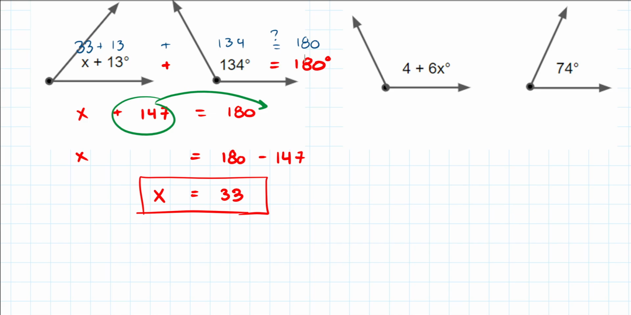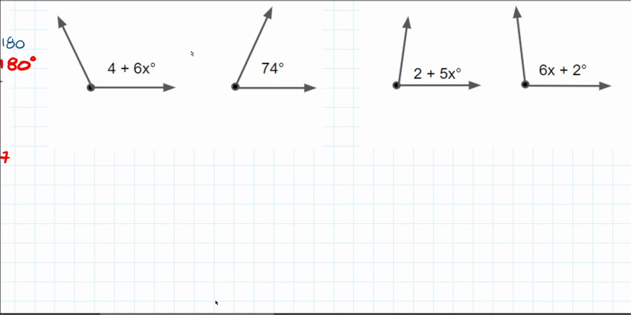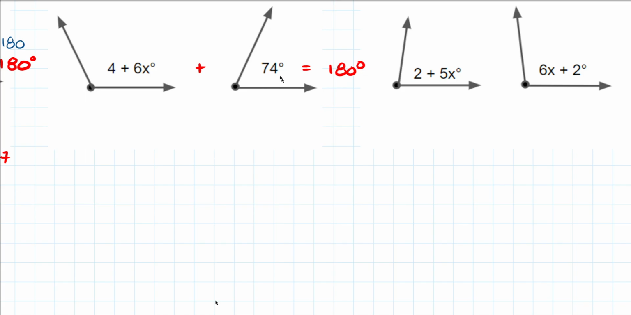Okay, next one. I have 2 angles here. I know they're supplementary, not because I think they look like it, but because I was told earlier that they are. So if I add them up, they will equal 180. All right. Let's do some reorganization. I want my variables next to each other, my constants next to each other. So we'll put the 6x on the outside, 6x. Then we'll put the 4 and the 74 next to each other. So plus 4 plus 74 equals 180. I'm going to combine 6x. 4 plus 74 is 78 equals 180.